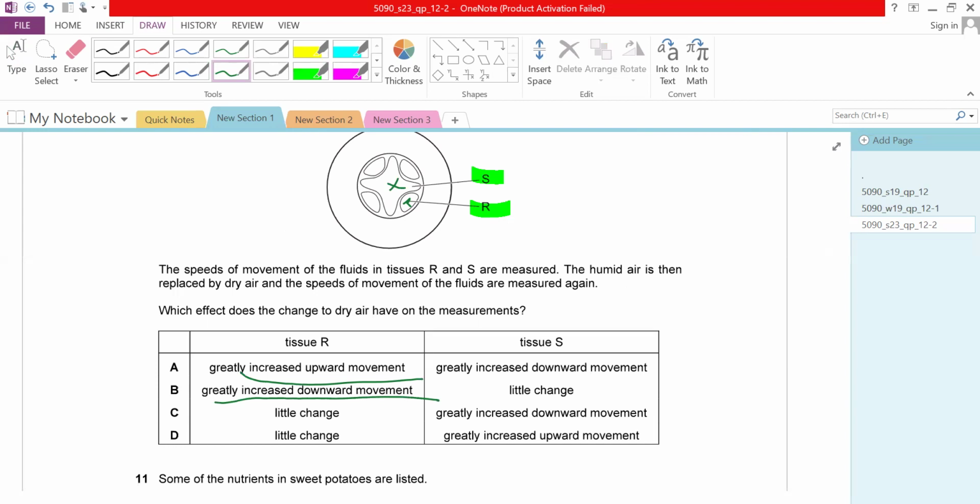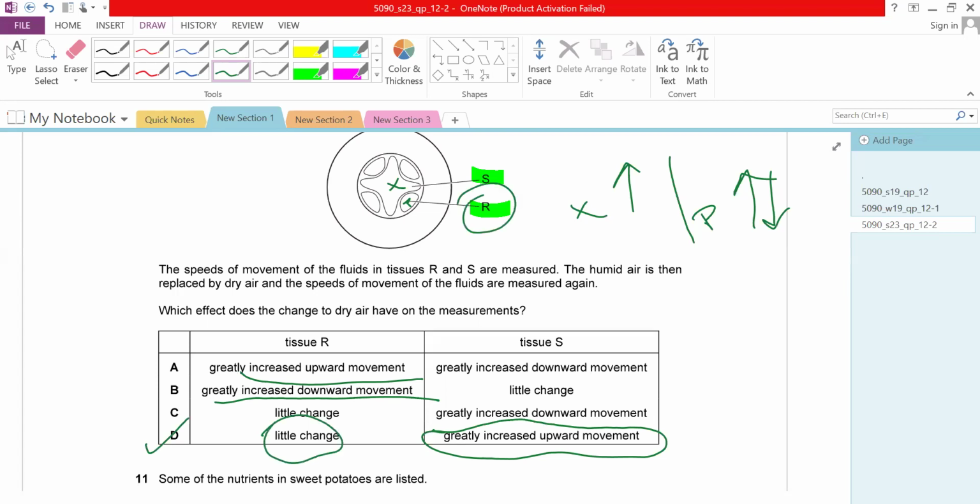So for S, you have to identify the correct option, which is greatly increased upwards. So in xylem, water only moves upwards in xylem vessels. However, in phloem, the nutrients, or you can say the prepared food, can be translocated up to down or down to up, in both directions. So for xylem, you have to see that the movement is upwards. The upwards movement answer is only one for the tissue S. So option D is correct, but you can also see for tissue R that there is a little change.